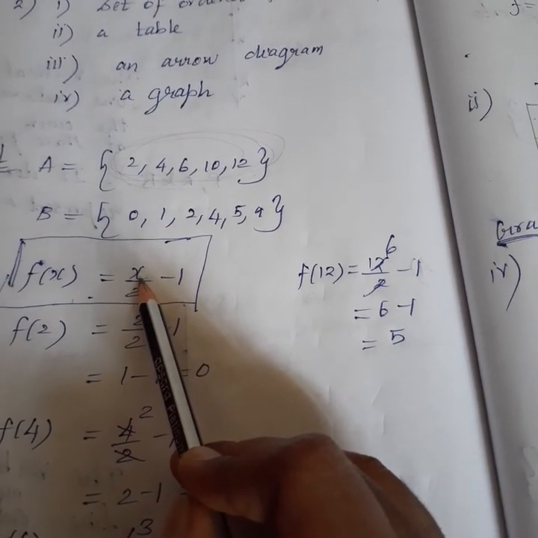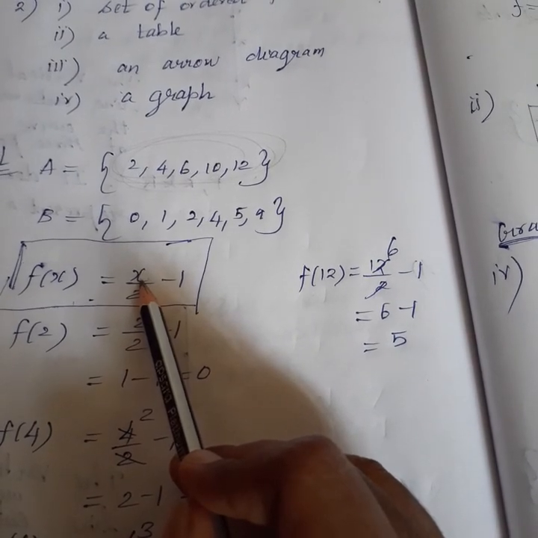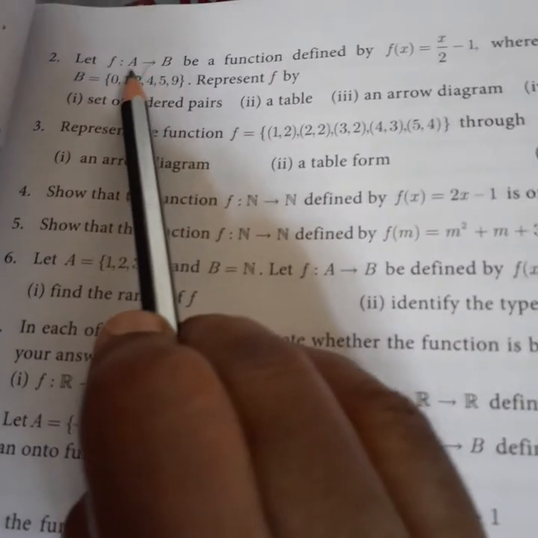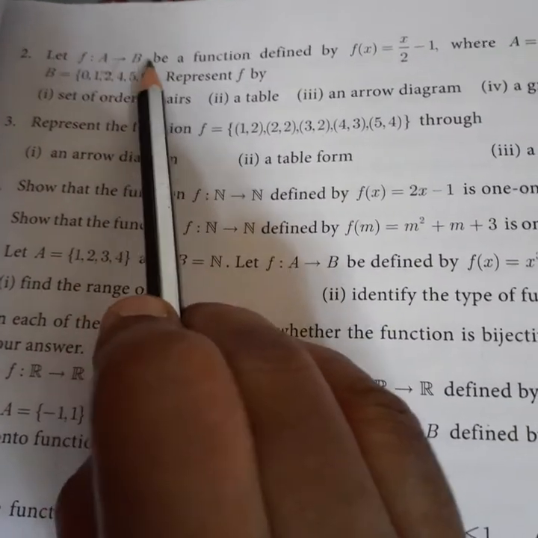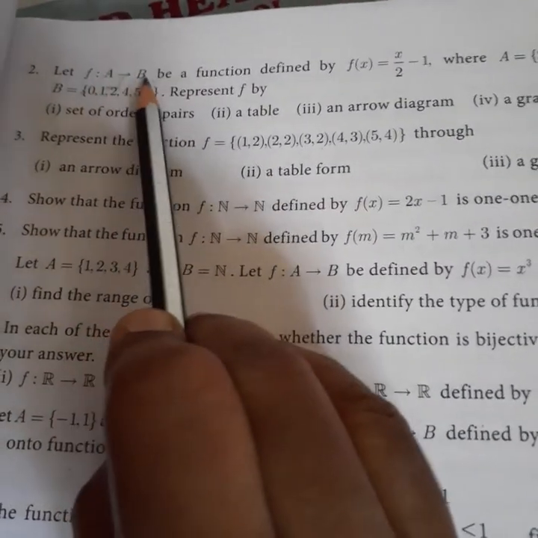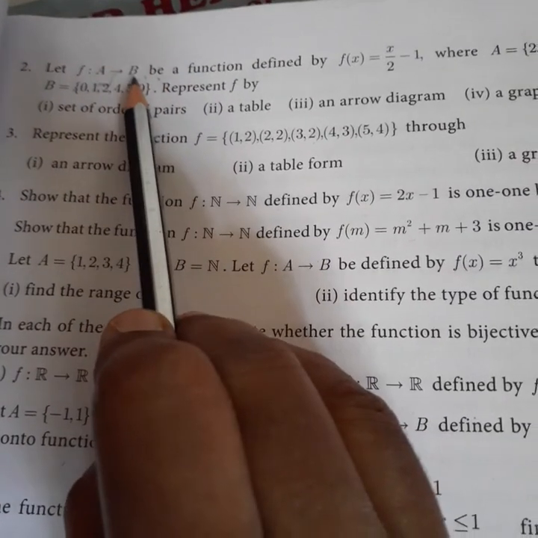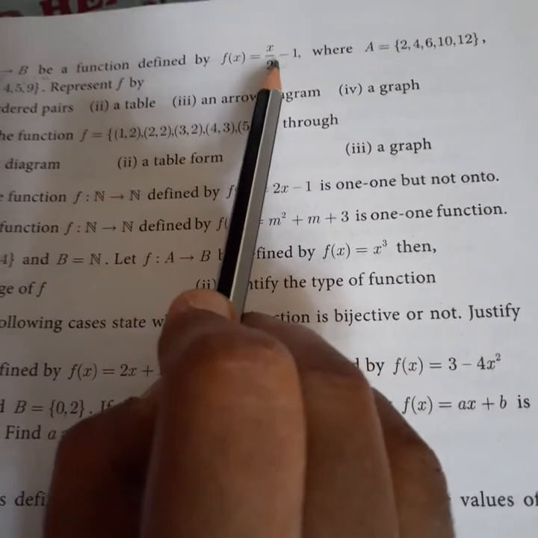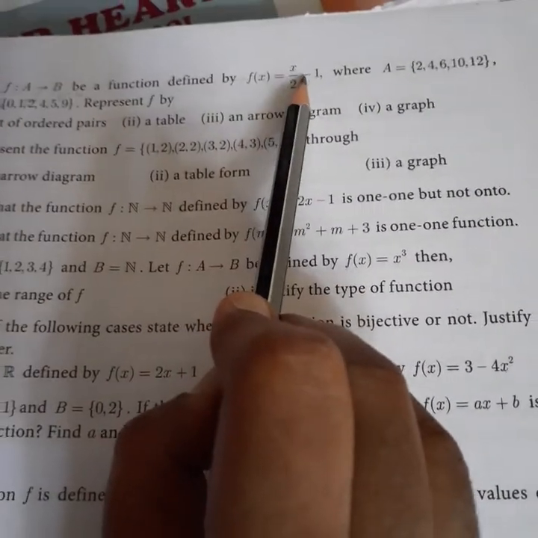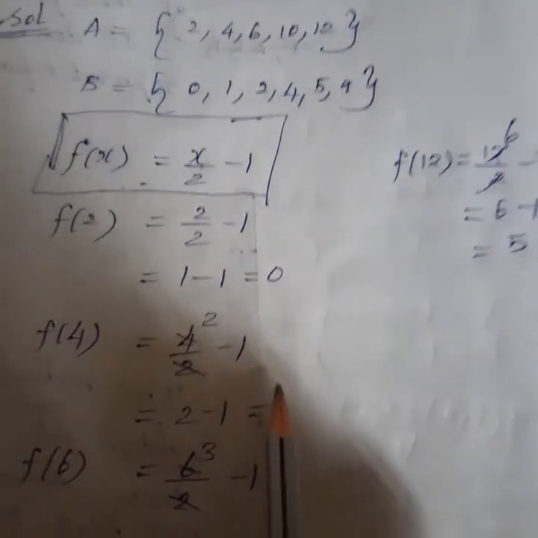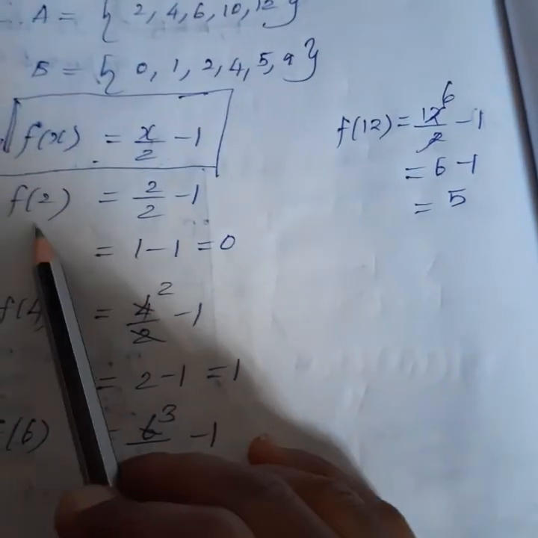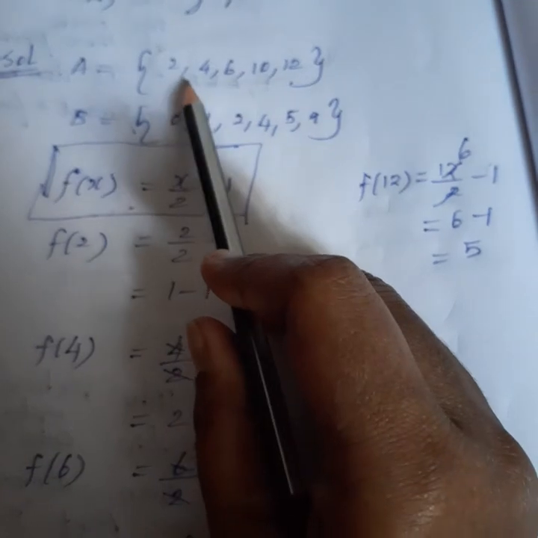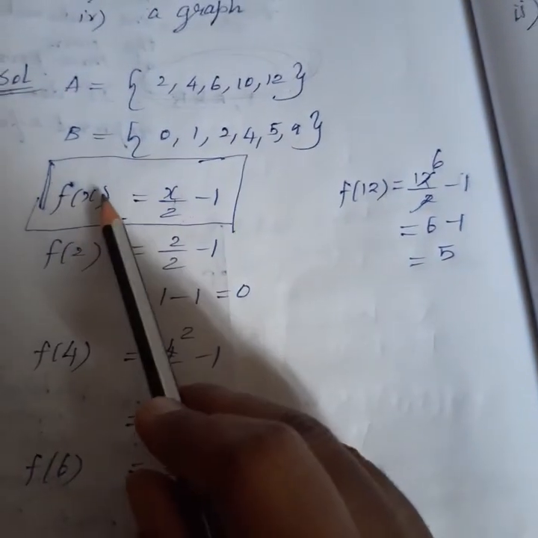Able to follow? Because in your question itself it is given f from A to B. Can you see here? f from A to B, a function from A to B. It is given very clearly. So the elements of A will be taken and substituted in the place of x to get the value. That's what I have done here also. So I have taken the elements of A and substituted in the place of x.